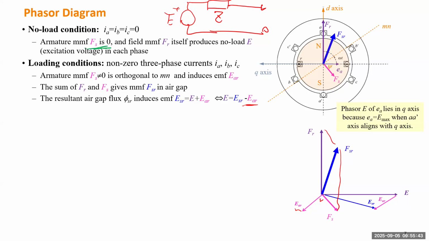But when the current increases, which means the load increases, the voltage on this side may be different. That is because we have some internal impedance, and we want to model that internal impedance. So E will be the constant one, only depending on the field current.